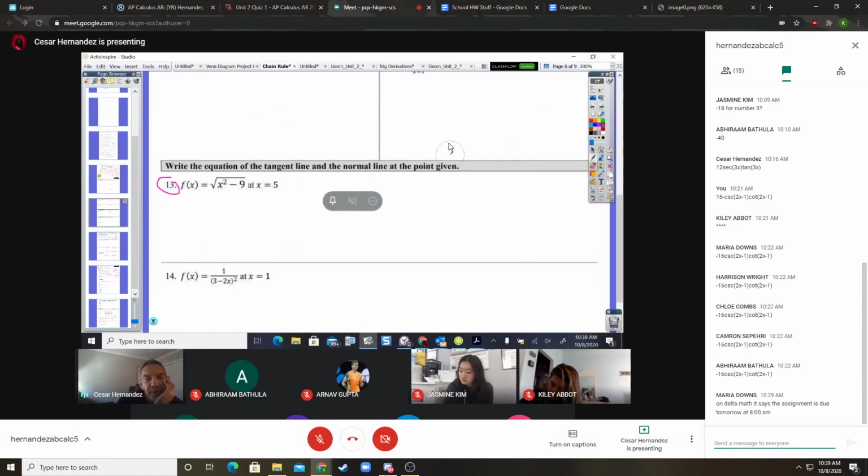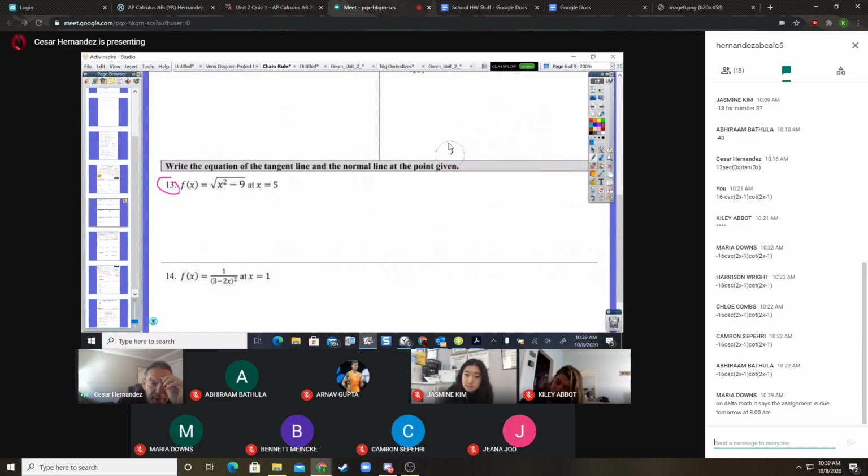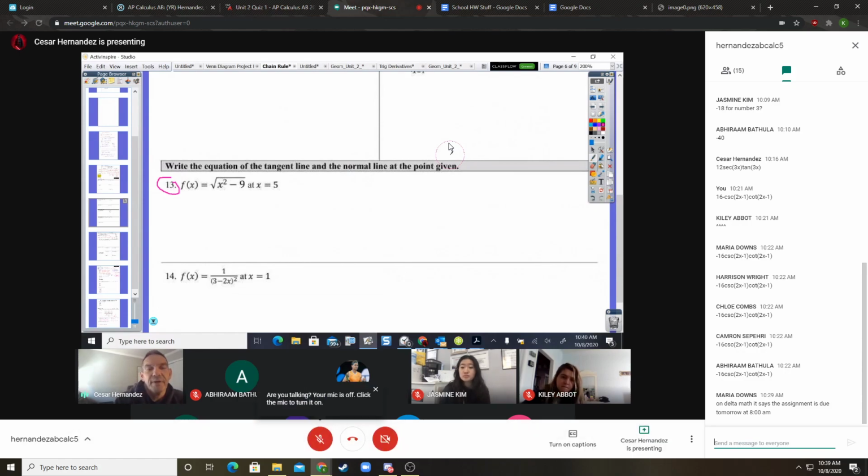It says write the equation of the tangent line and the normal line at the given point. Okay, so how do I find the tangent line equation? What do I have to do? Yeah, I have to find the derivative of that, correct. Somebody want to try telling me? If I'm looking at it, just tell me what to write. Isn't it just x squared minus 9 to the 1/2?